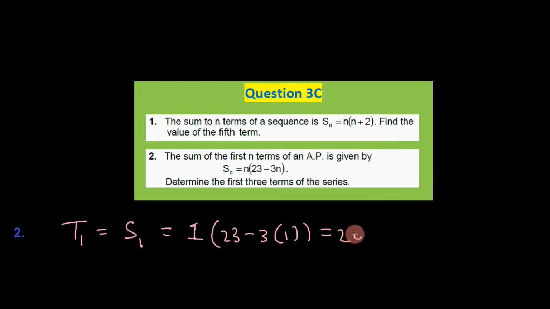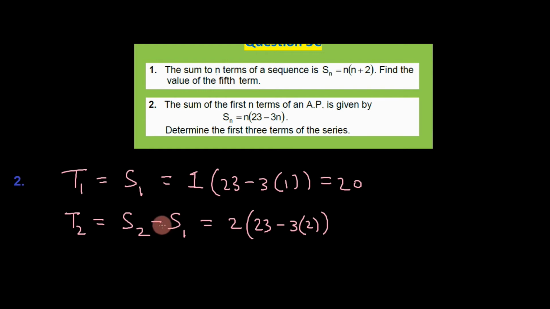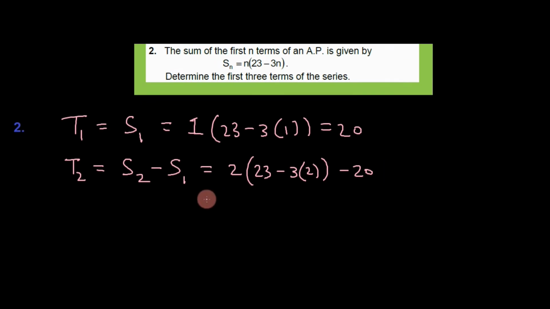And we see that this comes to 20. Then term 2 we can get by taking the sum to 2 terms less the sum to 1 term. So S1, and we can work out S2 by making n equal to 2 in the equation, less S1, which is the same as T1, so less 20. And this works out to 34. So 34 minus 20, of course, is 14. So this is the second term.